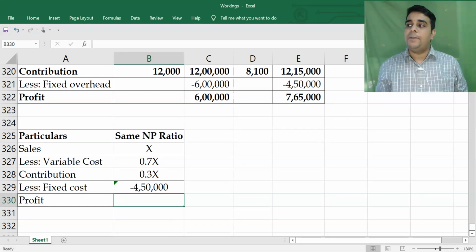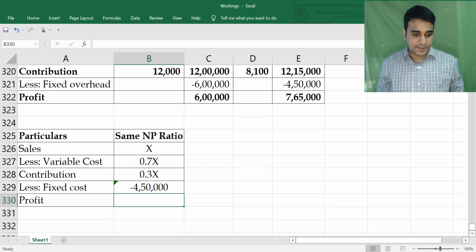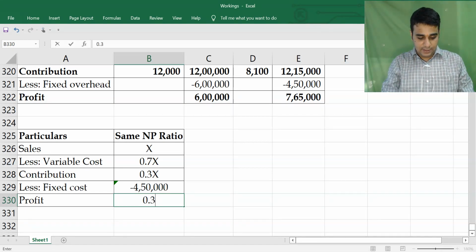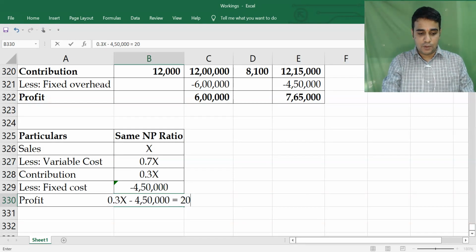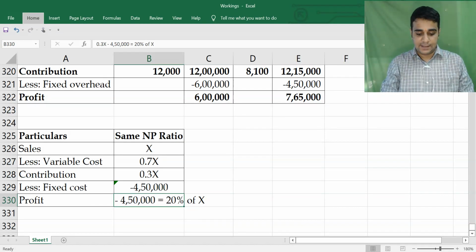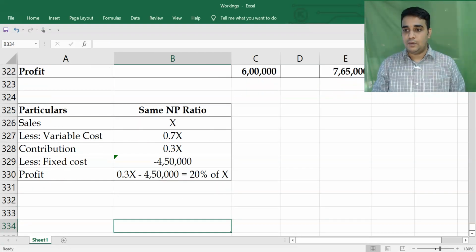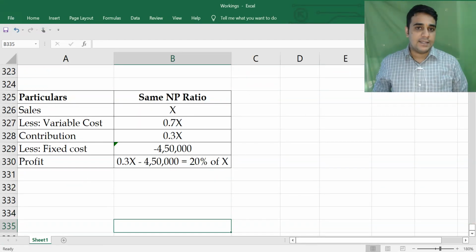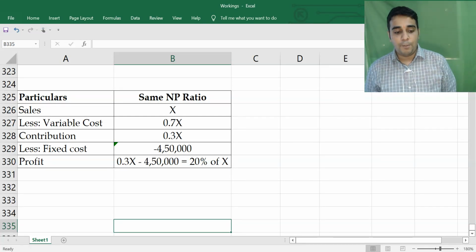6 lakh divided by 30 lakh is 20%. Now listen, 0.3x minus 4,50,000 is equal to 20% of X, that is, 20% of sales. You get the answer to X, that's the amount of sales to be done.